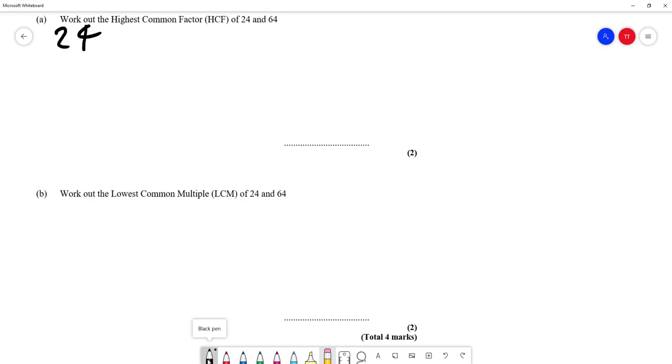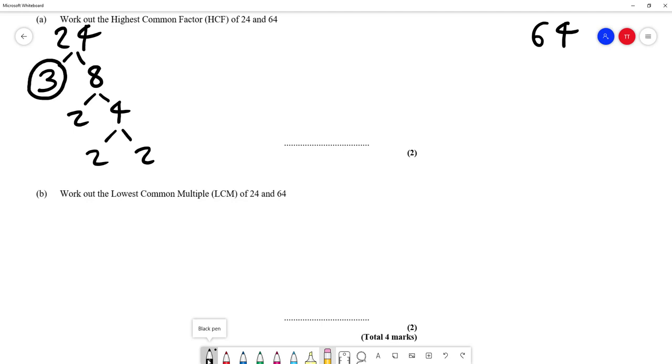So I'm going to write 24 on one side, 64 on the other side, and write down two numbers that times together to make 24. So I'm going to say 3 times 8, and then say what two numbers times together make 8? Well, 2 times 4, and I can break this down to 2 times 2. Now, whenever we have a prime number, we always circle it. So 3 is prime, 2 is prime, 2 is prime, 2 is prime.